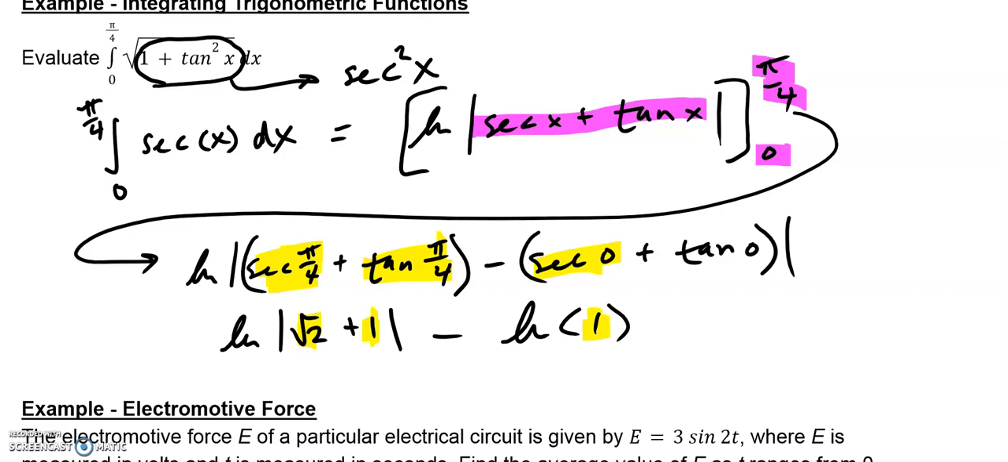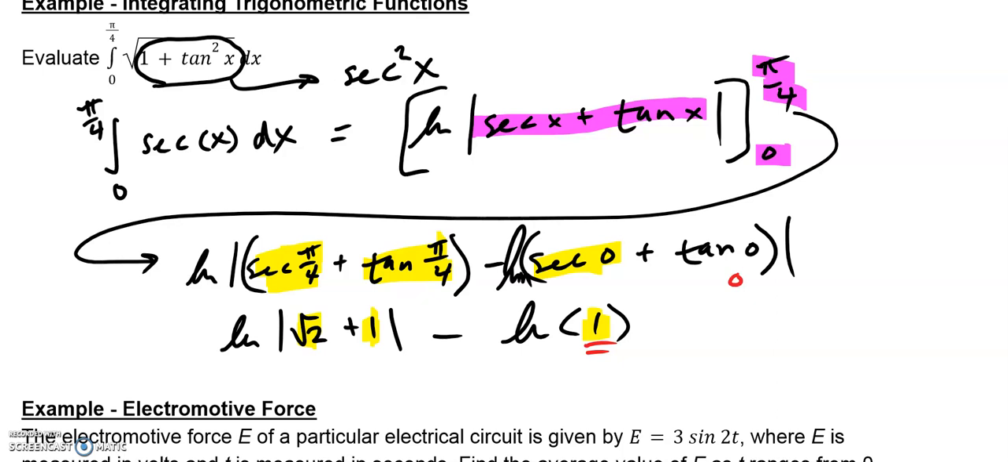And this is all natural log. Hold on, I need to put the natural log. This is the natural log in front of that one. And the secant of 0, which is 1. The tangent of 0 here, this is just 0. So 1 plus 0, that's where this 1 comes from. And this is pretty much as far as you can go.